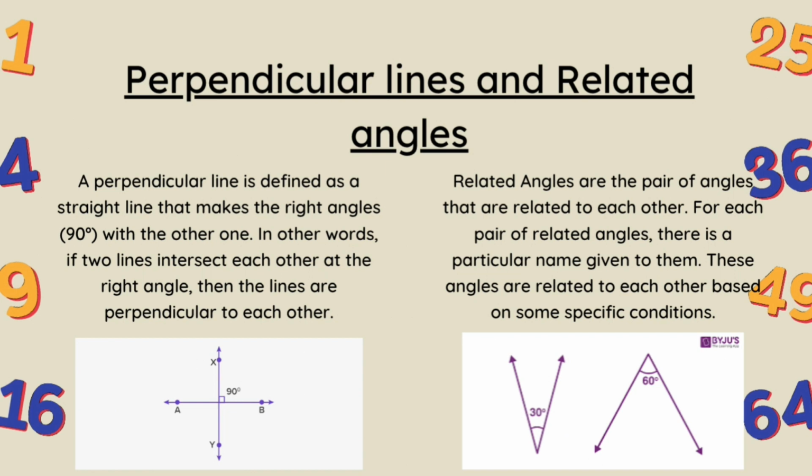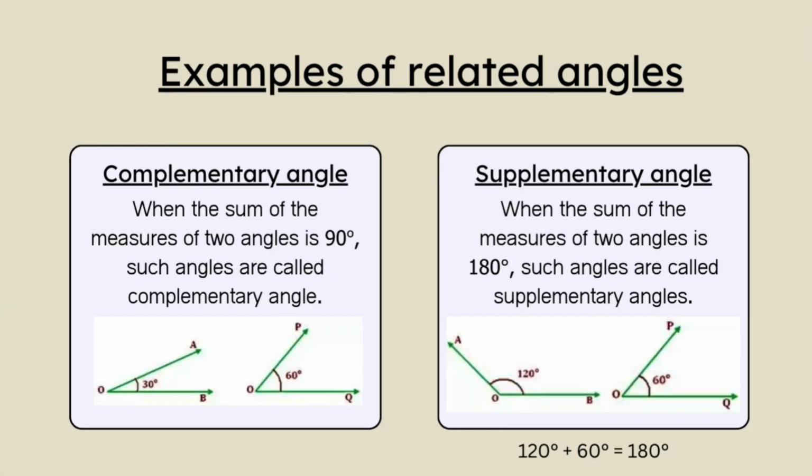For each pair of related angles, there is a particular name given to them. These angles are related to each other based on some specific conditions. Examples of related angles. Complementary angle. When the sum of the measures of 2 angles is 90 degrees, such angles are called complementary angles. Supplementary angle. When the sum of the measures of 2 angles is 180 degrees, such angles are called supplementary angles.